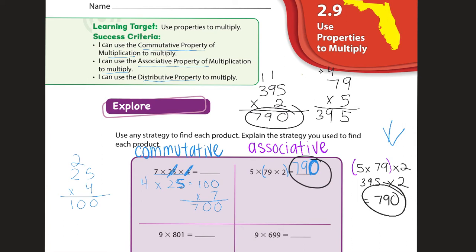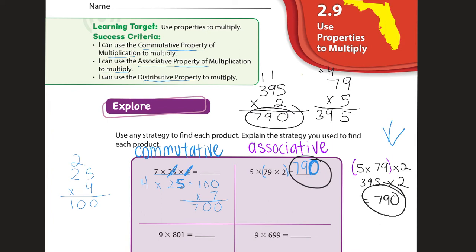We are practicing in 2.9 to help our minds be able to see these patterns, to remember it doesn't matter which order I multiply 7 times 25 times 4, I still get the same answer. Or it doesn't matter how I group a multiplication problem with parentheses, I will still get the same answer. All this knowledge helps us become better mathematicians.